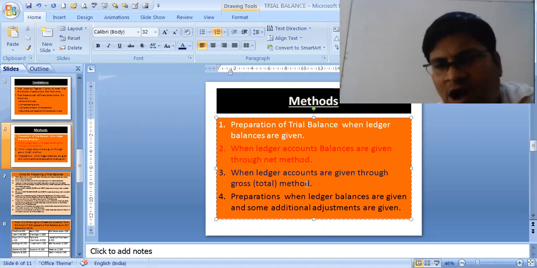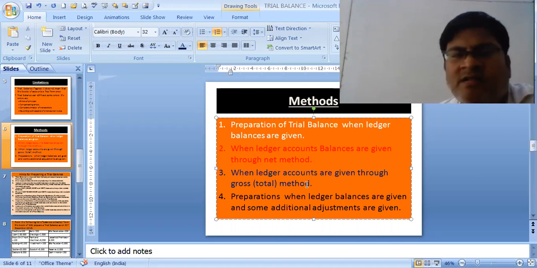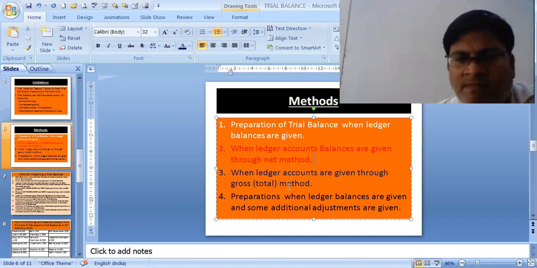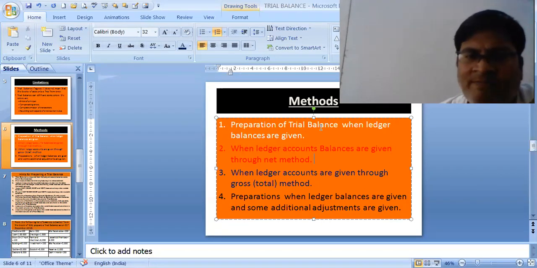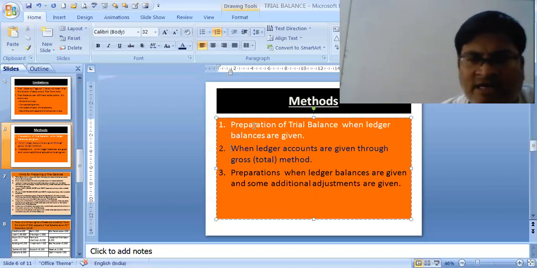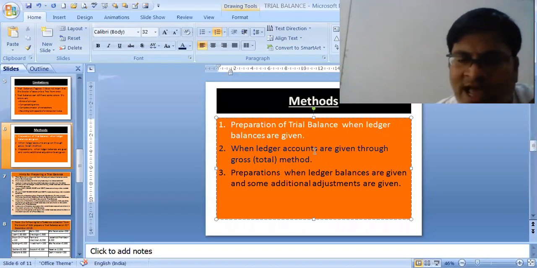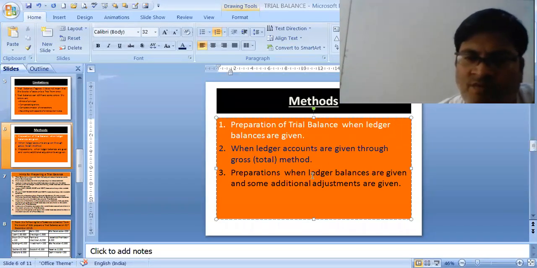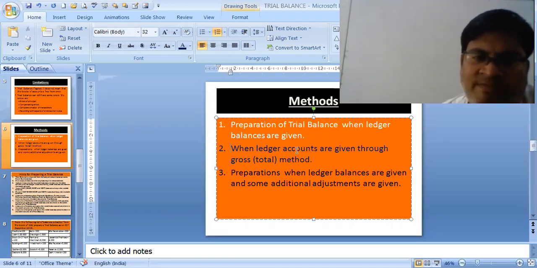Second one, when ledger account balances are given through the net method, is the same as number 1 only. When ledger balances are given, more or less means the same thing. So the second one I delete. So there are 3 methods. One, when ledger balances are given. One, when ledger total accounts are given. And one, when ledger balances are given with some adjustments. These 3 are the methods. First one we will be doing today.